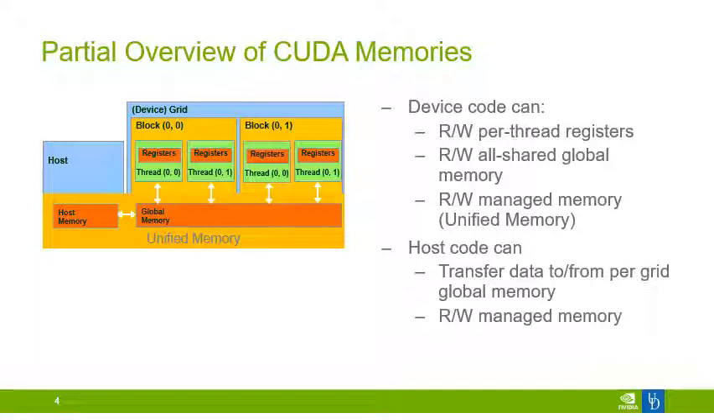Here we have the same partial overview of CUDA memories of lecture 2.2 with the addition of where unified memory fits in this overview. As you may remember, in device code, you can write to registers, shared memory, and global memory in the GPU. Now, with the unified memory, you can read and write from host and device code to the unified memory address space without worrying about where the data is located.